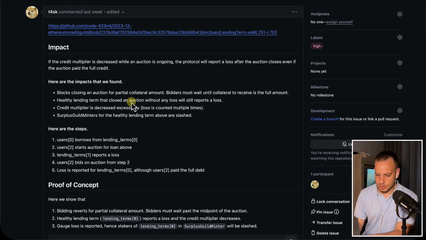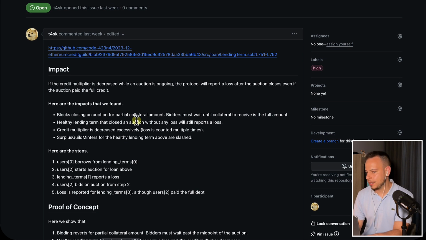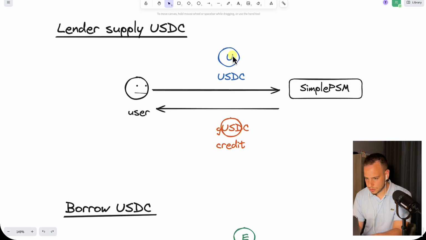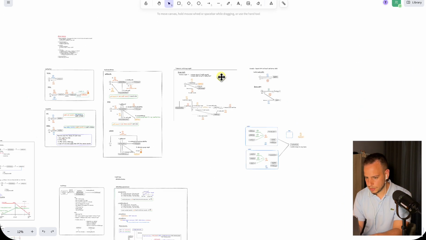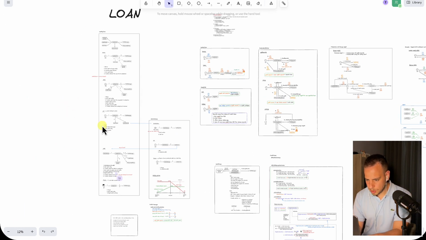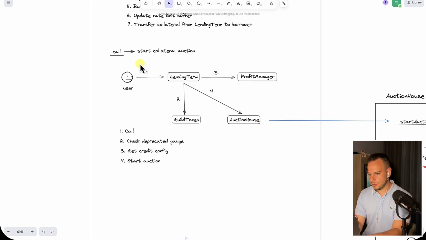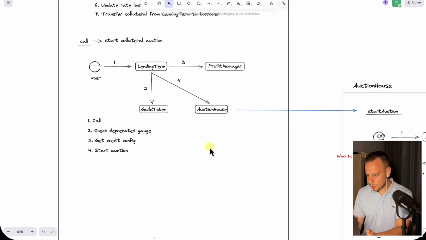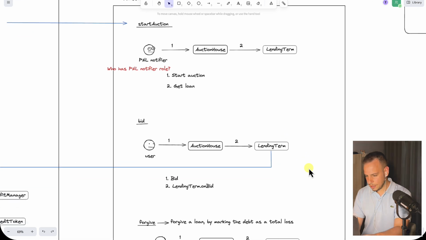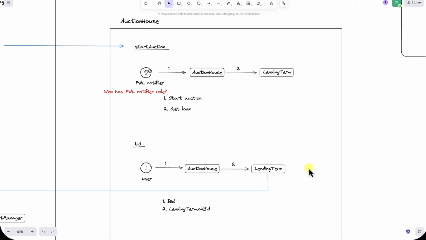Sorry for interrupting. Is there any diagram where I can show meanwhile that it will be easier for them to understand because it's quite complex? Let's maybe go to the loan one. Yeah. So you have a loan that can be called, right? It's being called. It goes here to the AuctionHouse. Yeah. Now go ahead.